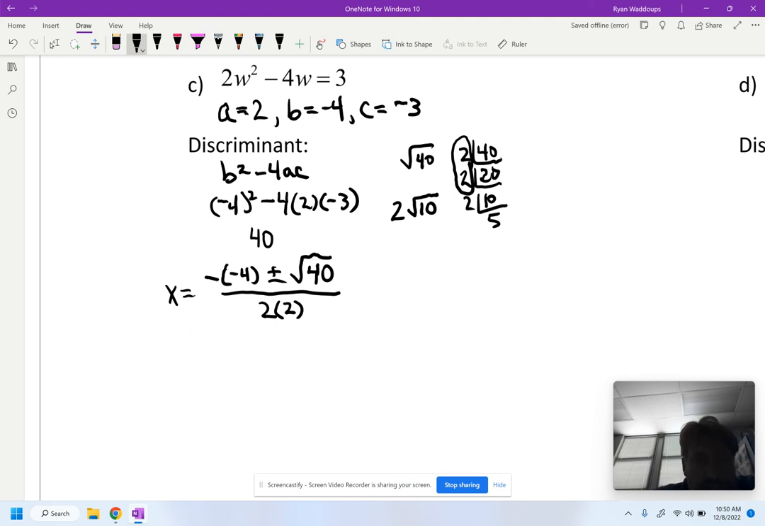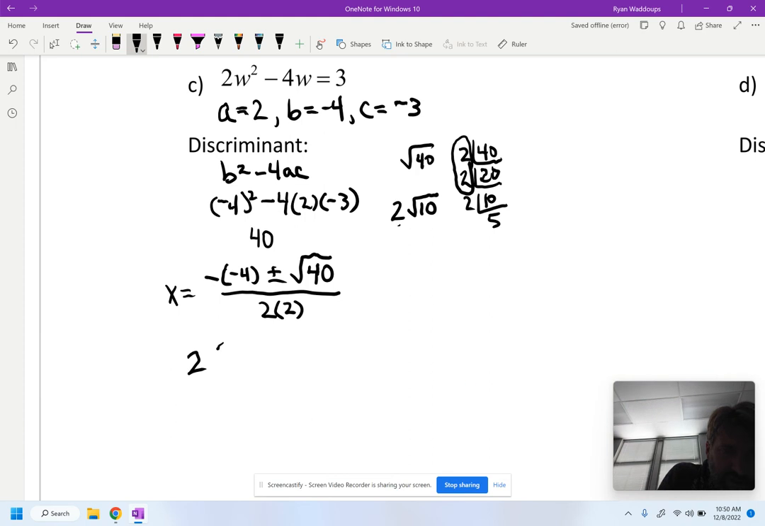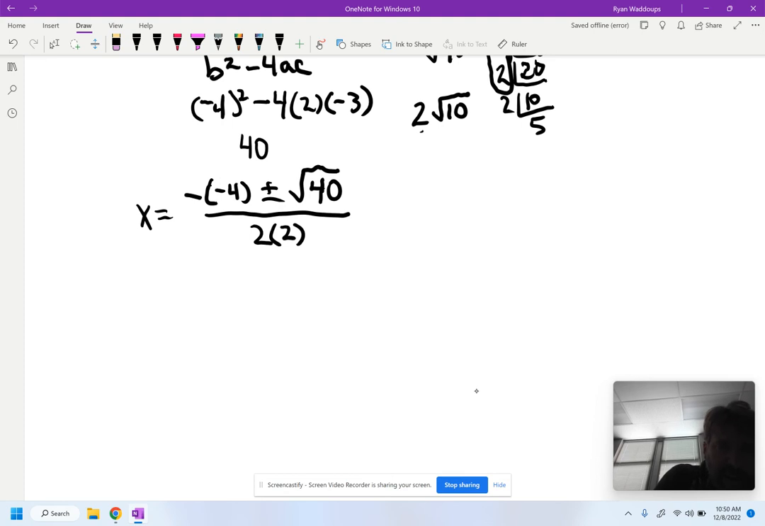It's just simplified. Now, because I have a 2 that I have brought out from under the radical, I'm going to leave this as 2 times 2 and write this as my 4. I'm going to write it as 2. Let me write a middle step here so you can see what I'm doing. Negative times negative is positive, so that's 4. Plus or minus, and then the square root of 40 is 2 square root of 10. And this is all over 2 times 2.